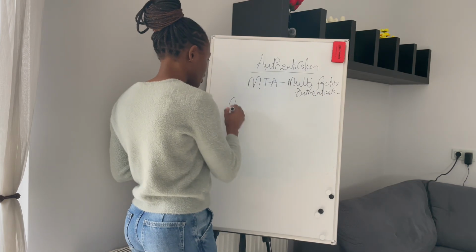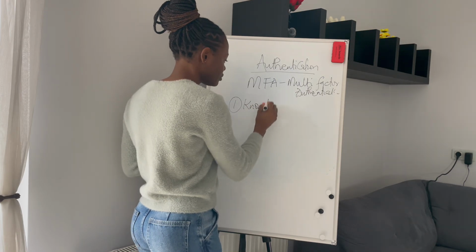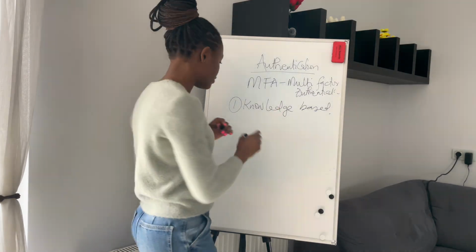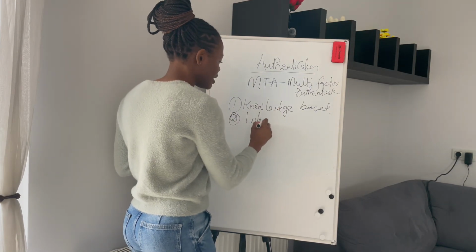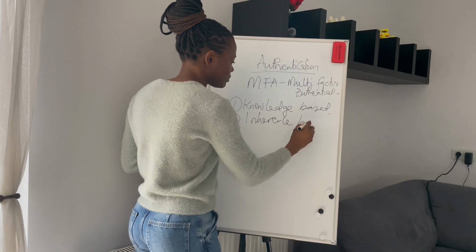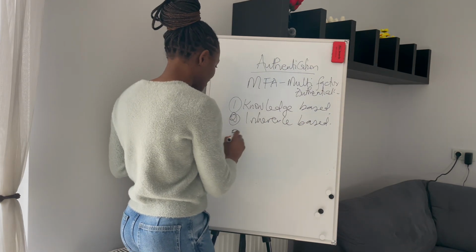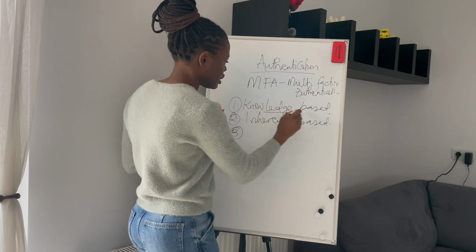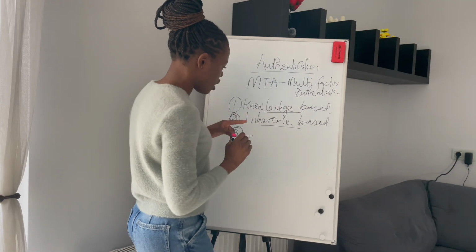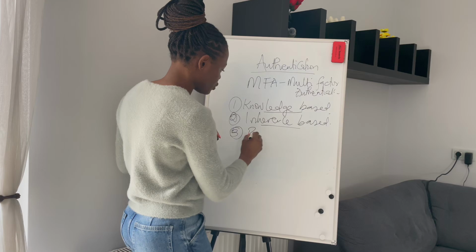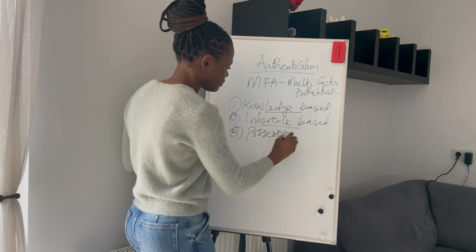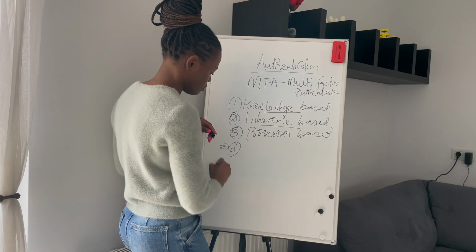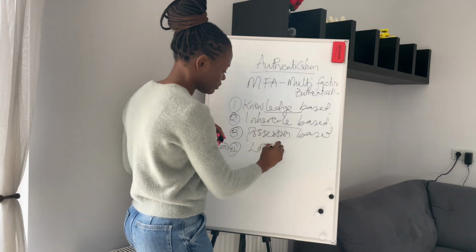So the first one is knowledge-based. And I would explain this in simple terms. The second one is inherence-based. And the third one is possession-based. So this is what you know, this is who you are, and this is what you have. And sometimes, this is just a bonus, it could be location-based.